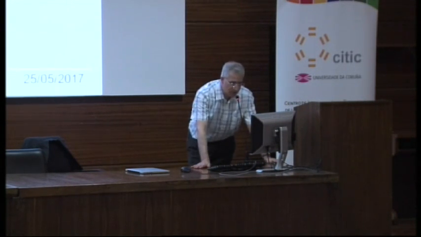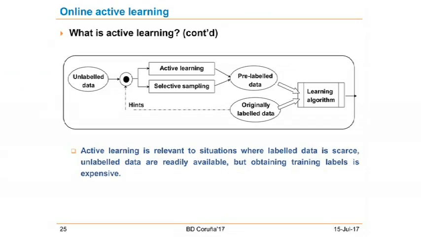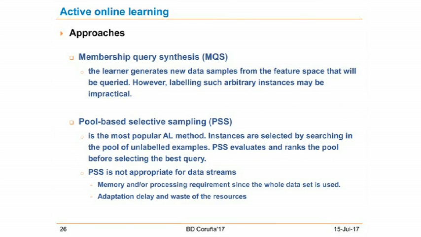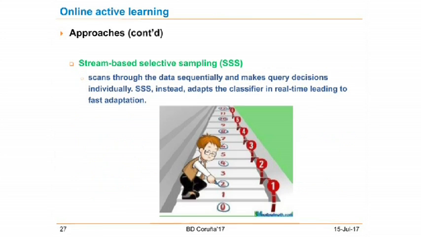There are different approaches to do active learning. So active learning is the process of selecting very specific data points that can be labeled to train your model. Okay, so that's the definition in few words. So we have a number of approaches to do active learning. You have membership query synthesis, you have pool-based selective sampling, but we are rather interested in this one, which is quite new, called stream-based selective sampling.